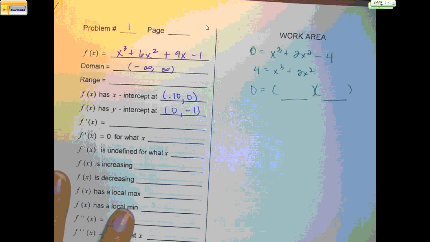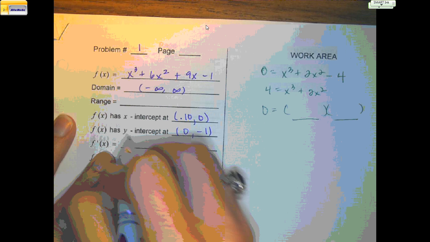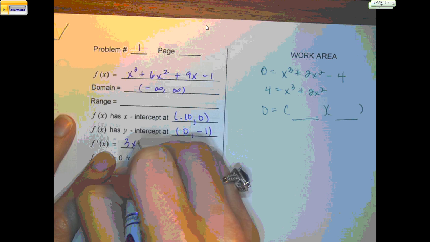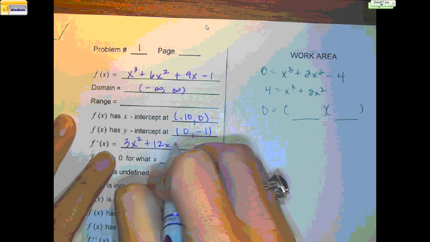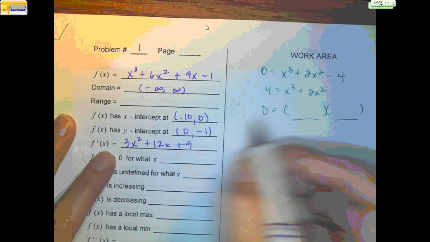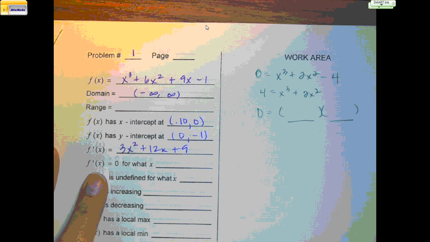The derivative of f of x, we just do the power rule. This one's a pretty easy one. We get 3x squared plus 12x plus 9. And now we're going to set it equal to 0.